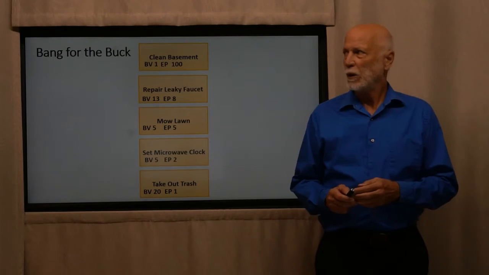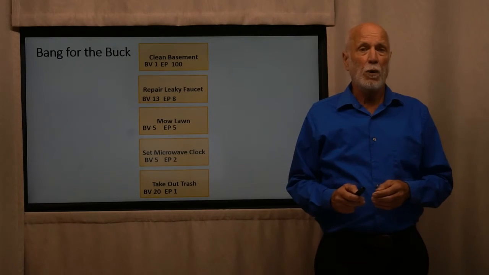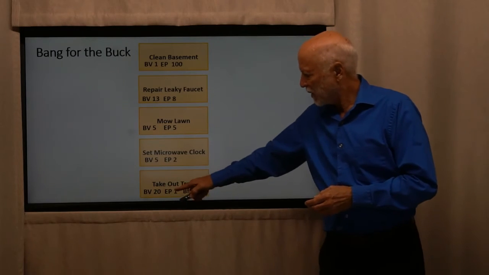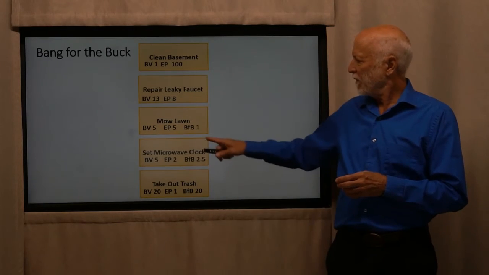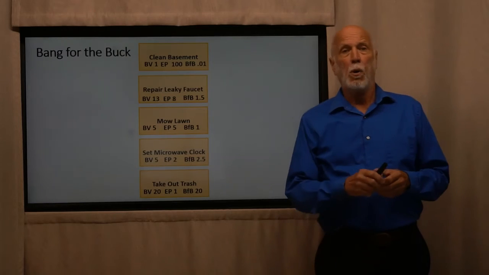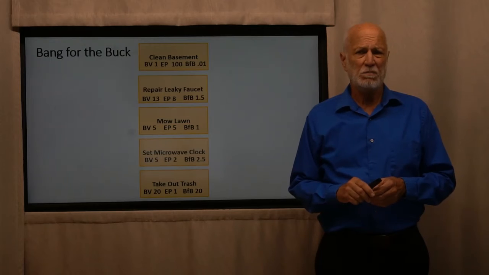So, how do we do our computation? Well, we've got our business value and our effort points, and we simply take business value divided by effort points. There is our BFB of 20, 2.5, 1, 1.5, and 0.01. Bang for the buck for cleaning the basement.